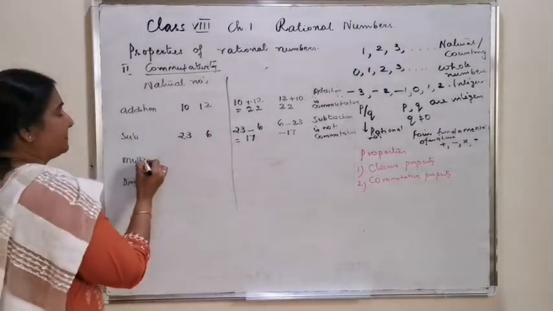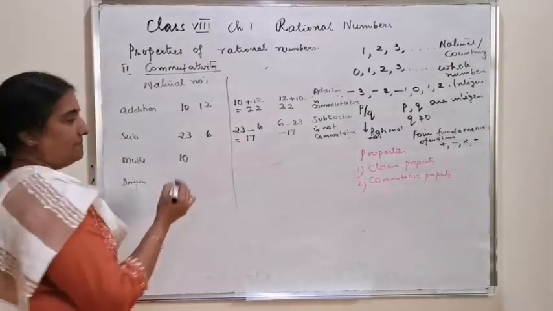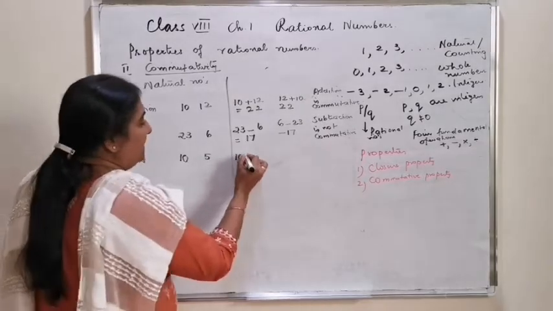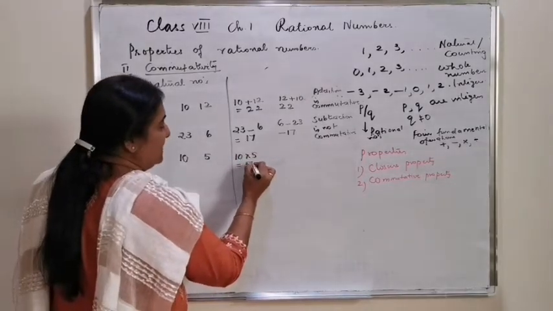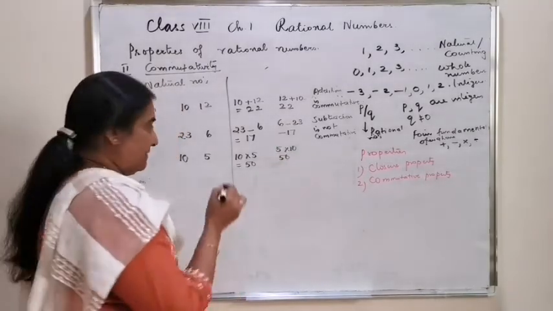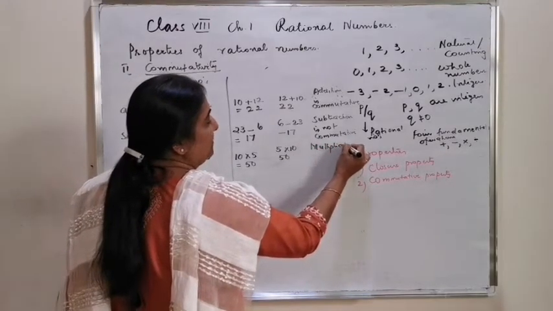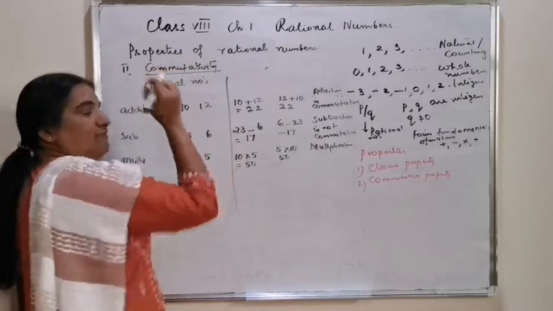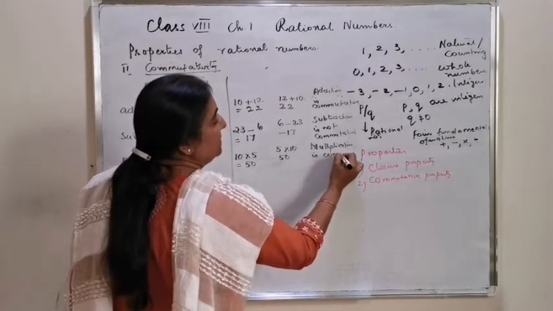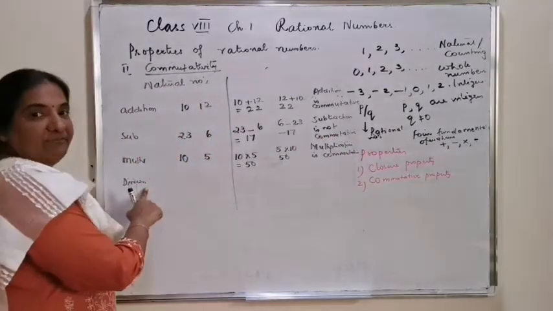The third concept is multiplication of two natural numbers, such as 10 and 5. 10 into 5 is 50. 5 into 10 is also 50. Therefore, multiplication of natural numbers is commutative. What about division?